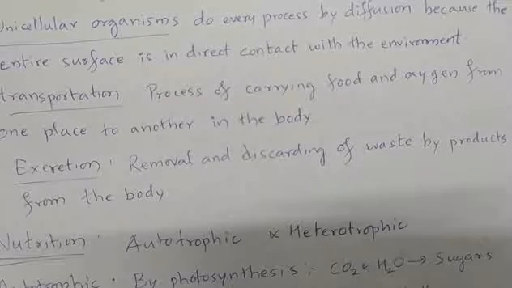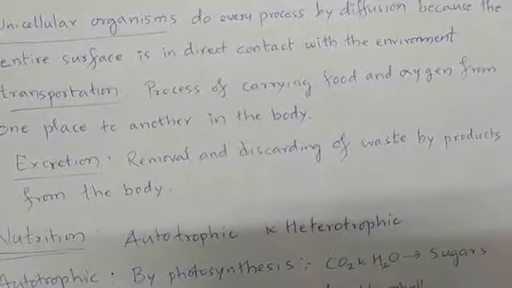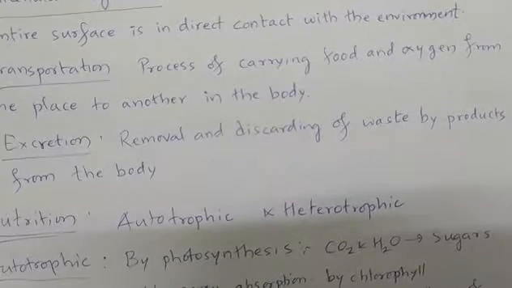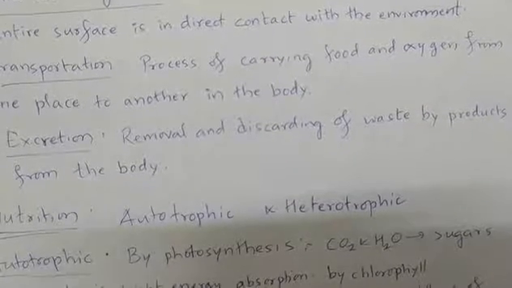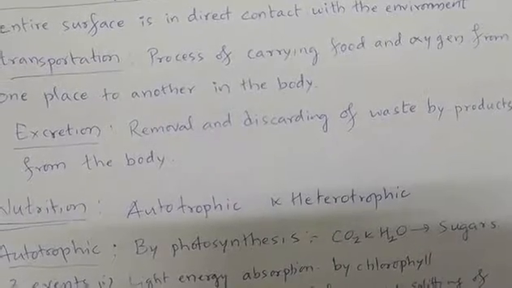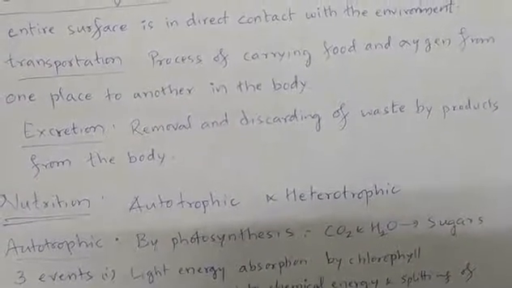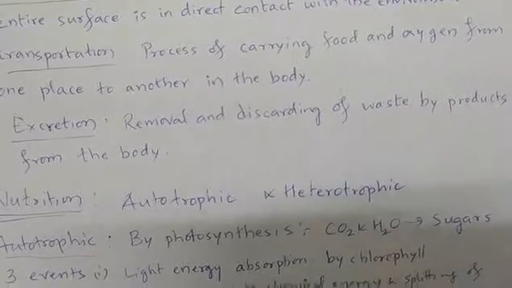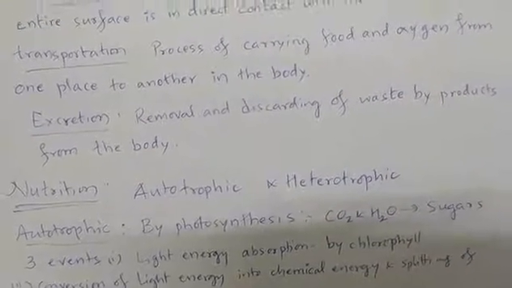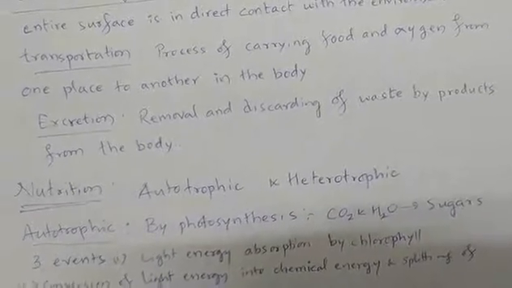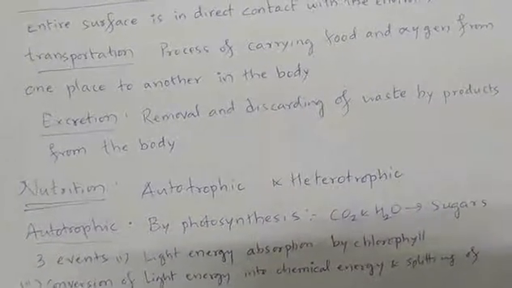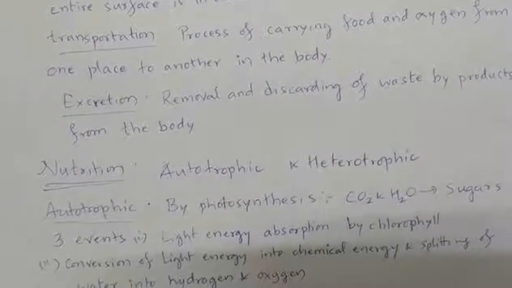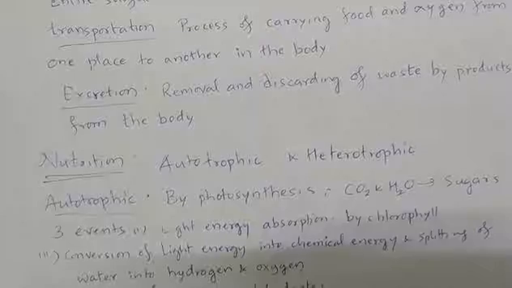Excretion: removal and discarding of waste byproducts from the body is known as excretion. Coming to nutrition in detail. Nutrition is carried out in different organisms basically in 2 different types: autotrophic nutrition and heterotrophic nutrition.